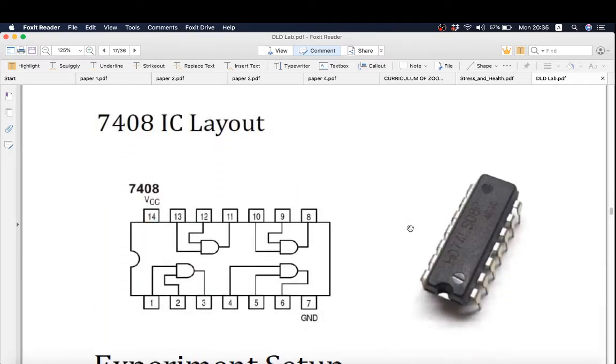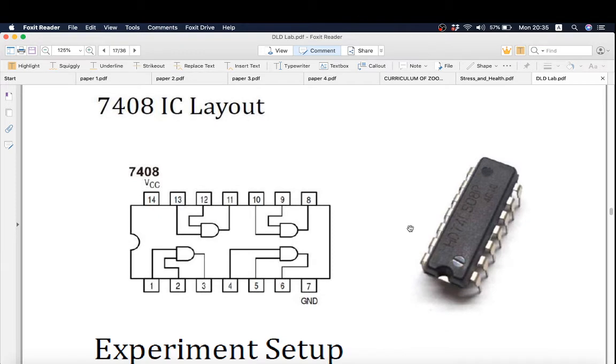Third thing is the IC layout. I can ask you to draw the IC layout for 7408 or 7432, any type of IC. So you should learn what the layout is for 7408 or other ICs, and you have to draw this IC layout diagram.